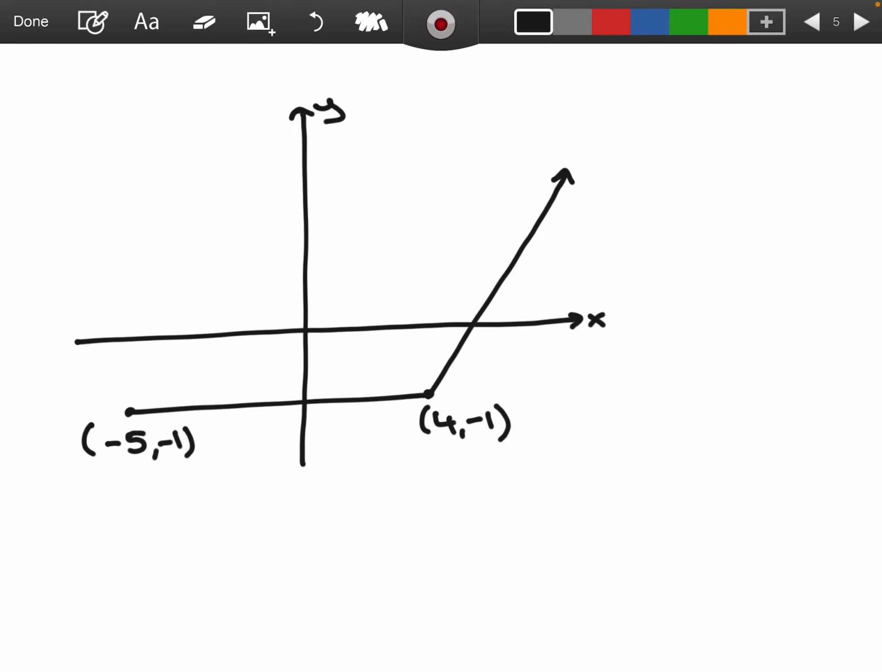This time I have a horizontal line between x is -5 and x is 4, and then I have this line that then shoots off towards infinity after that x is equal to 4 value. So when x is greater than 4, we're going to get a larger and larger and larger y value. So let's look at our domain and range in this case.